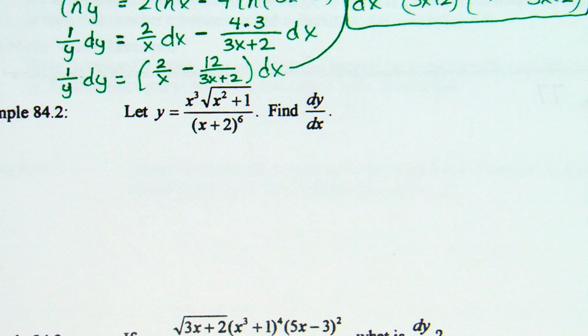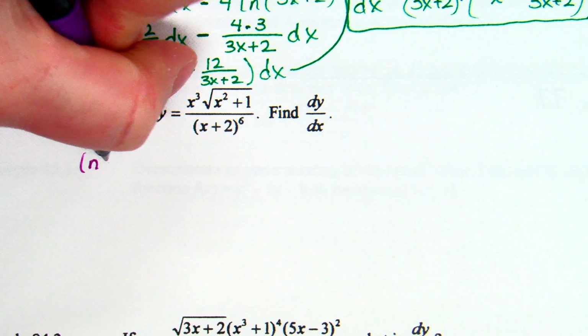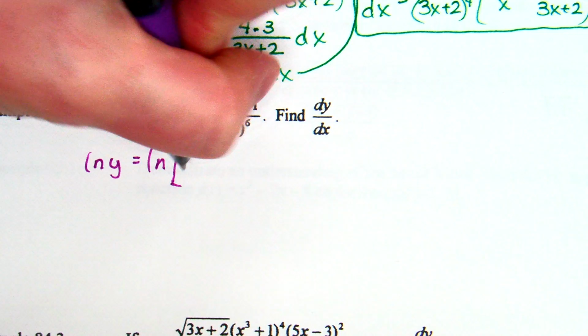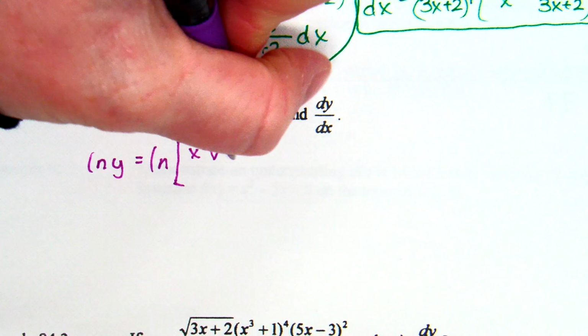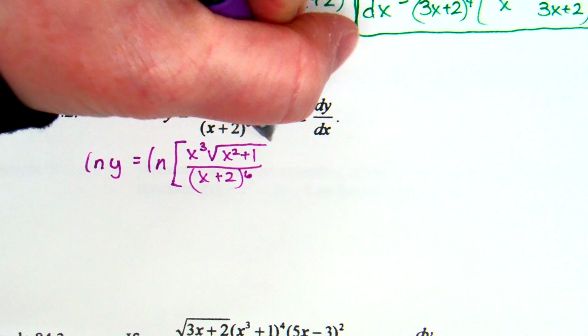Okay. So, example 2. Look back up above. What's step 1? Natural log of both sides. So, natural log of y. That's the easy one. Natural log of x cubed times the square root of x squared plus 1 over x plus 2 raised to the 6th.